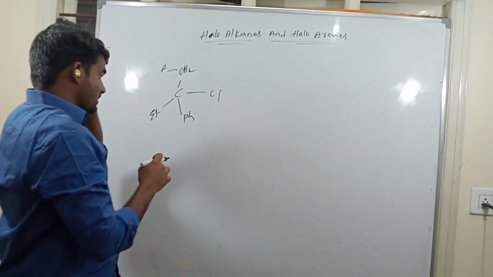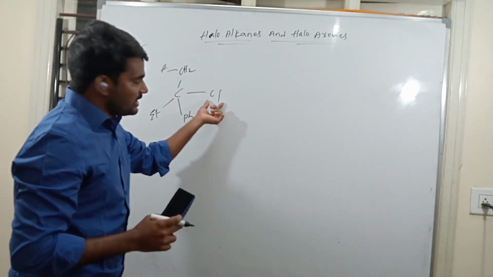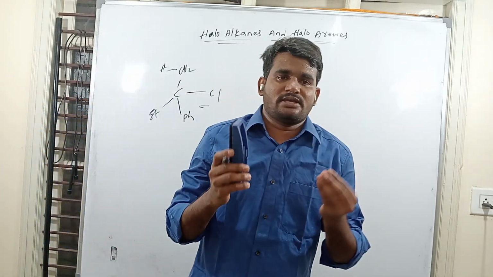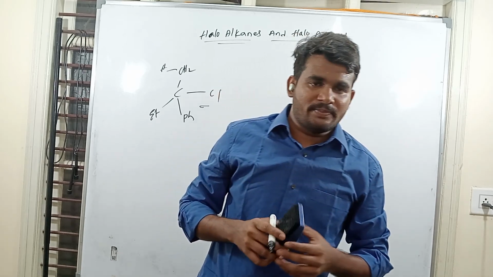But actually, the chemistry is that we know the carbon-halogen bond is a sigma bond, according to chemical bonding, the molecular orbital theory.